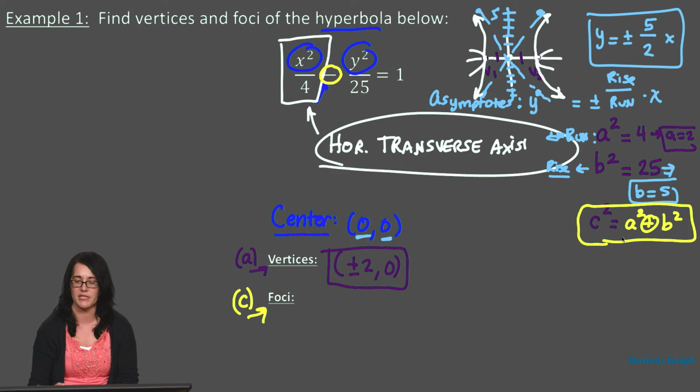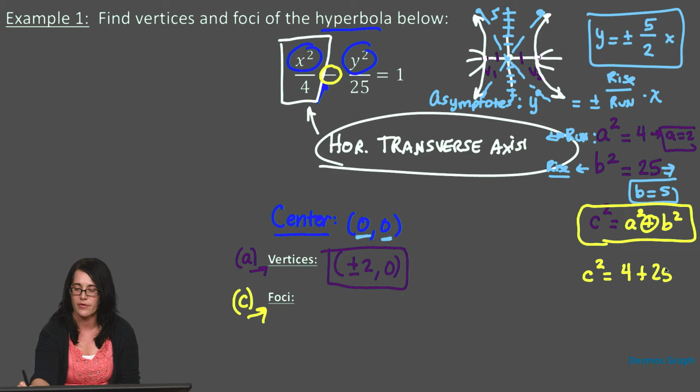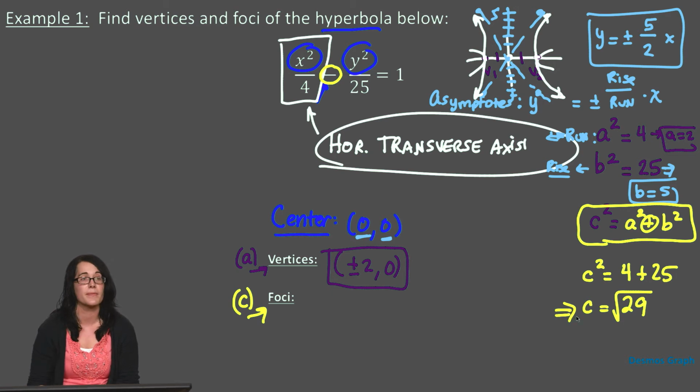So a squared plus b squared, we have that information at our disposal. We would now know that c squared then is just a squared of 4, b squared of 25, so that's 29 when I add them together. In other words, c is the square root of 29, which is nasty. It's between the square root of 25, which is 5, and the square root of 36, which is 6.